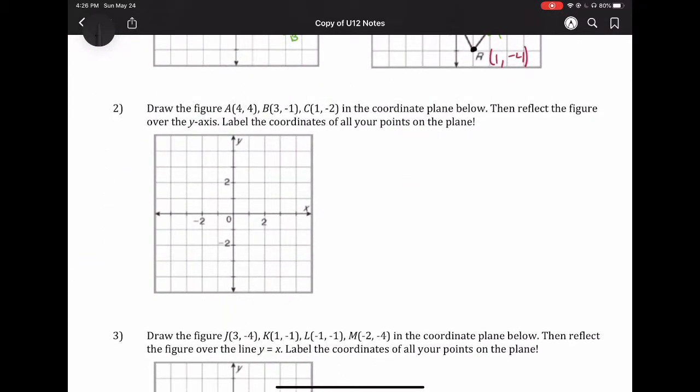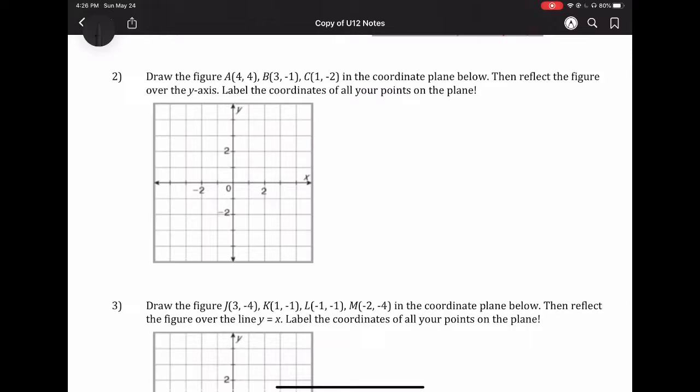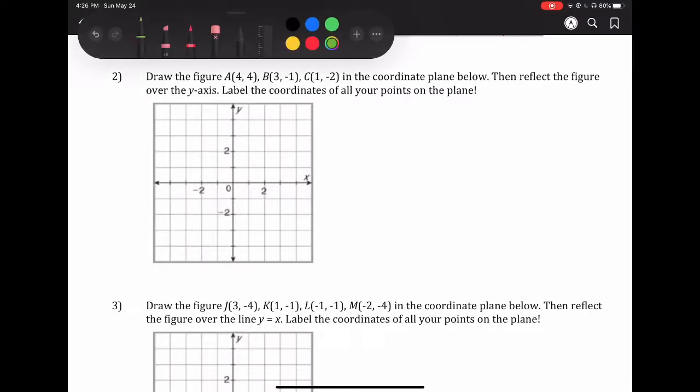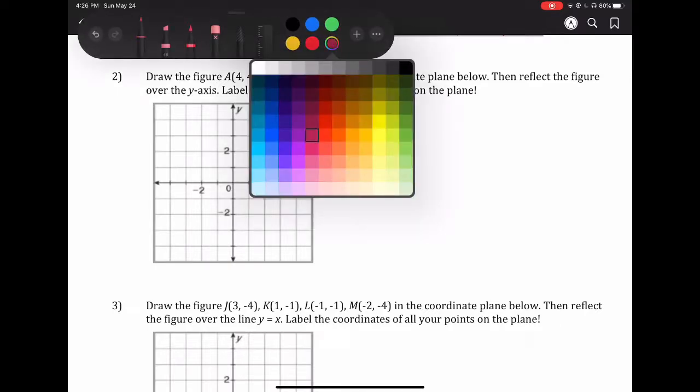Example 2 says draw the figure A 4, 4, B 3, negative 1, C 1, negative 2 in the coordinate plane below. Then reflect the figure over the y-axis. Label the coordinates of all your points on the plane. So we're going to go ahead and start by plotting those points.